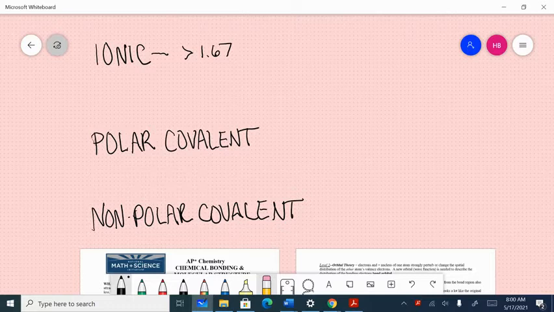So really, most of the time you're going to see this is a metal with a nonmetal. Remember, nonmetals are highly electronegative and metals are low electronegativities. But not all ionic compounds are created equal.